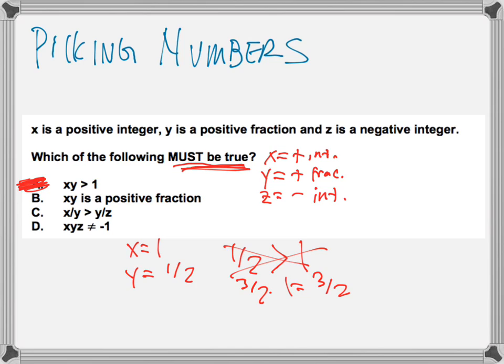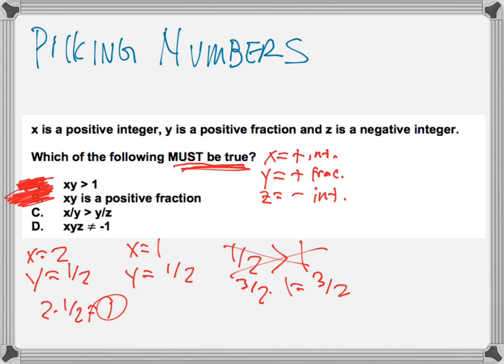Okay, answer choice B would be that x times y is a positive fraction, right? So that could be the case if I had x is 1 and y is 1/2, or x is 1 and y is 3/2. But what if x is 2 and y is 1/2? Well, that would be 2 times 1/2, and that's going to equal 1, and that's not a fraction. So B doesn't hold. B can be true, but it doesn't necessarily have to be true, right?